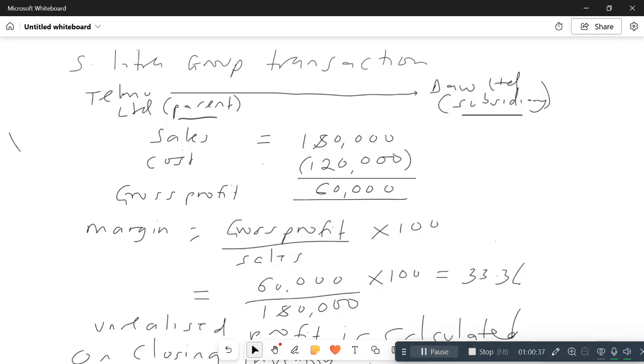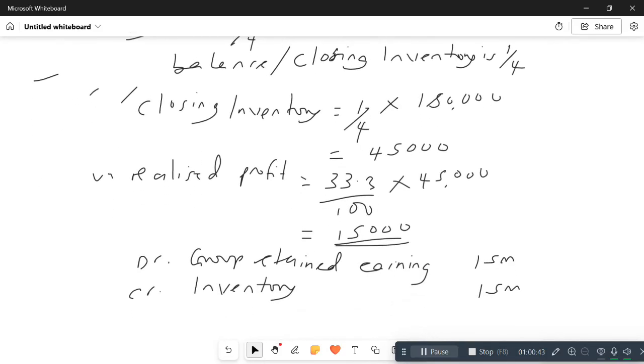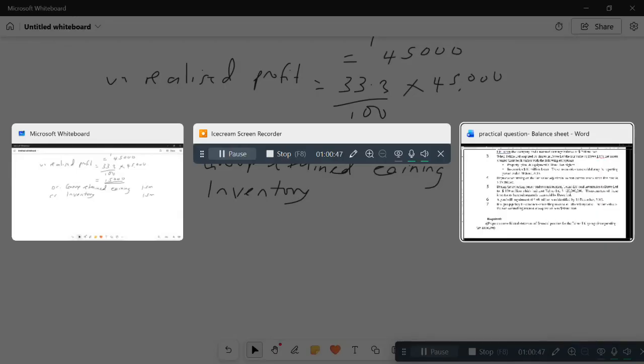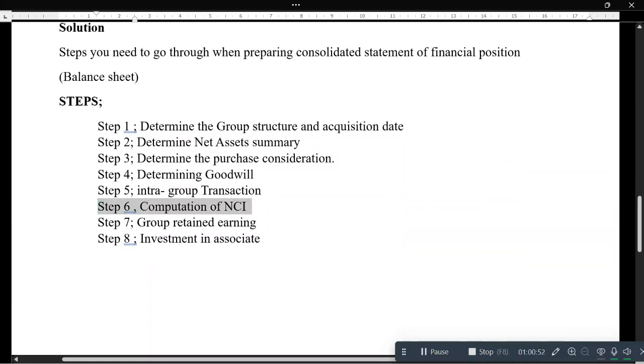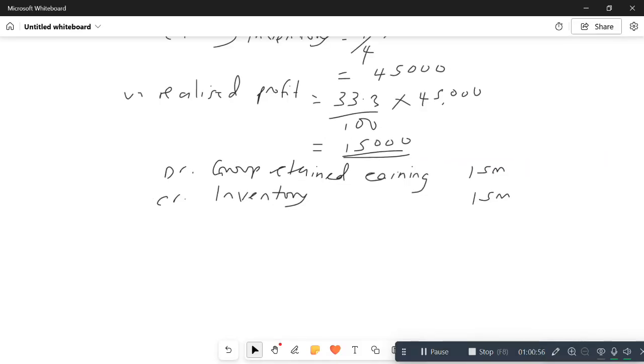You can pause the video, practice, do it on your own, and see whether you can come up with the correct figures. Let's try to look at step 6. Step 6 is talking about NCI. Let's do that very fast, then we can move on.